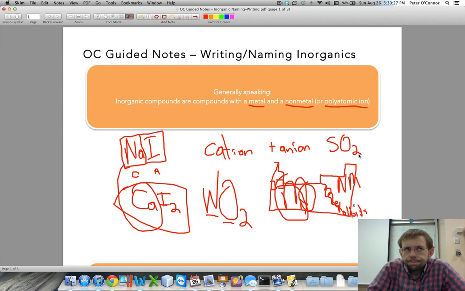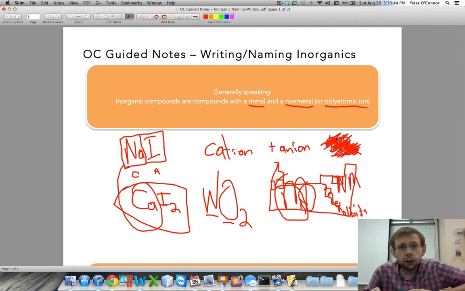Okay. What if I had SO2? Where's S at? Well, S is in the non-metal section. Well, that's not going to help out. How about O? Is O a metal? No, O is a non-metal as well. This is not an inorganic compound. We would not use what I'm about to show you to name that. You would go to another video and look up molecular compounds.